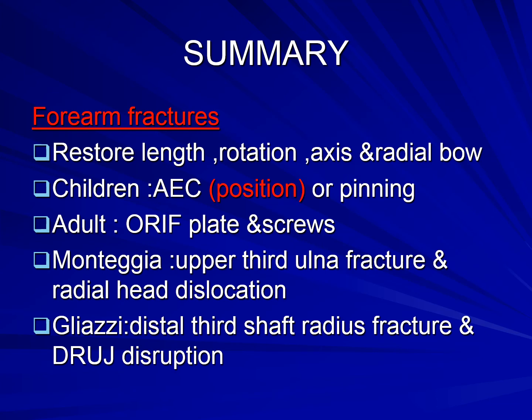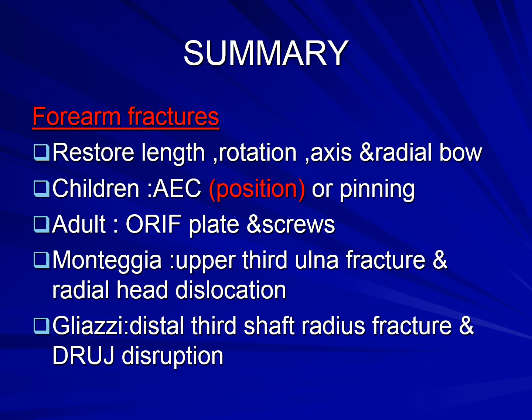So to summarize the most important points in our lectures, we need to restore the length and the rotation and the axis of the radial bowing in case of the forearm fracture. In the children, we need to do, after closed reduction, an above elbow cast either in pronation or supination or neutral according to the level of fractures, or need to do pinning of these fractures. In the adult, the best method of treatment of the fracture of the forearm is to do open reduction and internal fixation with plates and screws unless there are skin problems or it's an open fracture.